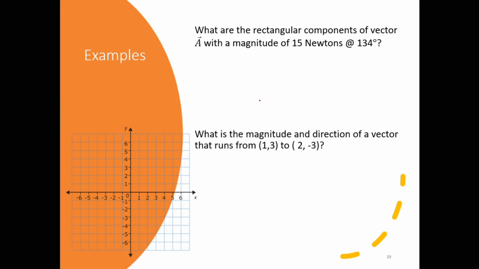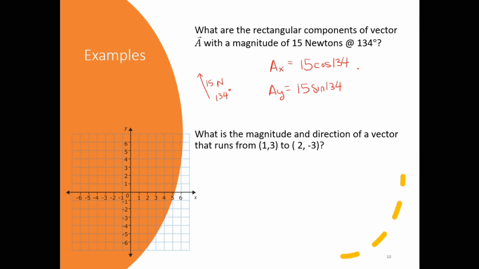So let's try an example. We have a vector A, and it's 15 newtons, and it's at 134 degrees. So if I want to know what AX is, it's the magnitude of the vector A, 15, times the cosine of the angle in standard position. I cannot stress that enough. AY is the magnitude of the vector times the sine of the standard position angle.